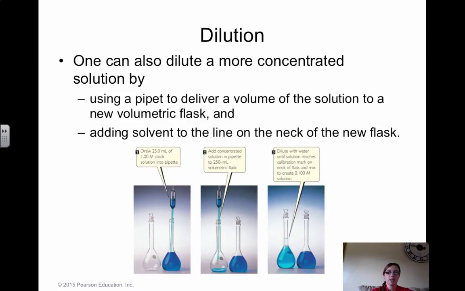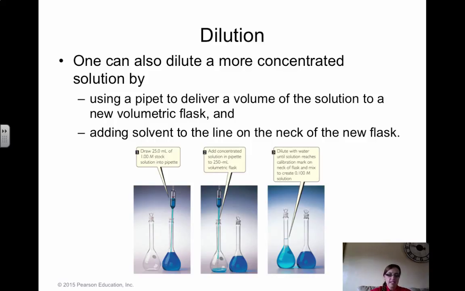So we talked about forming a solution. Now we're going to talk about dilutions. Before, we talked about dilution being not as much solute compared to the concentrated version. You can dilute a more concentrated solution by using a pipette to deliver a specific volume to the volumetric flask and then adding the solvent to the line of the new flask. Or, if you don't have a pipette available, use a graduated cylinder, determine how much you need, and then put it into your flask.